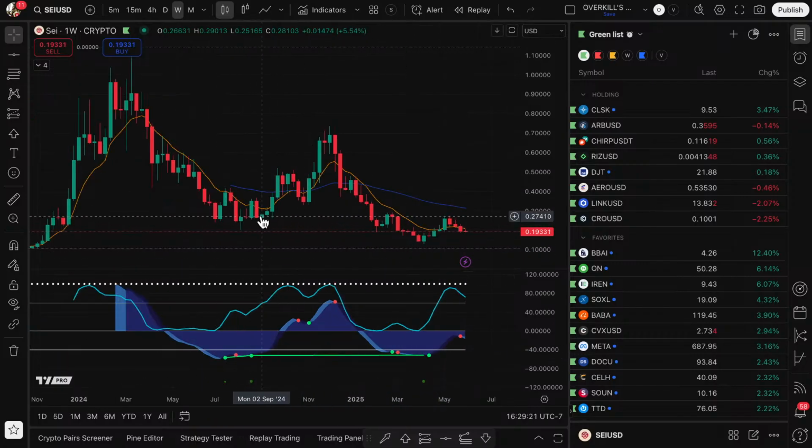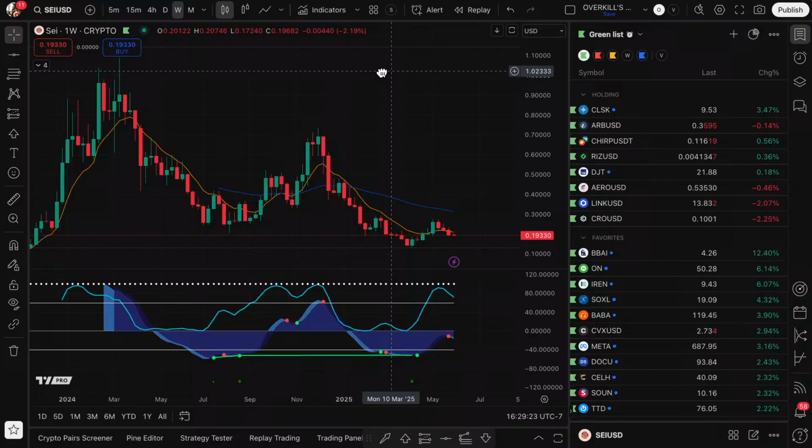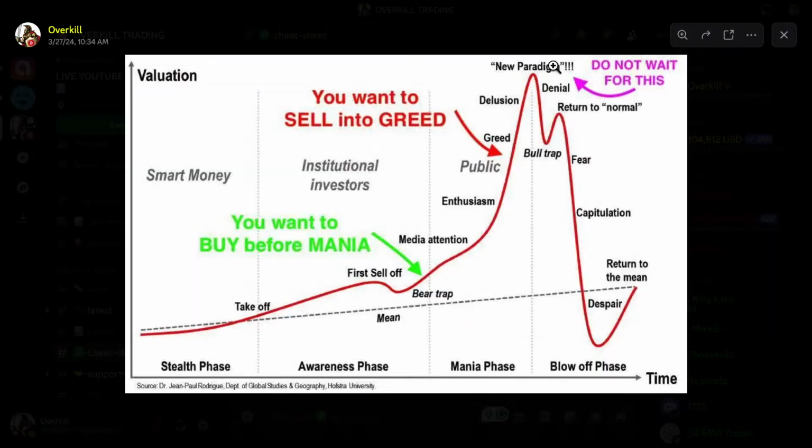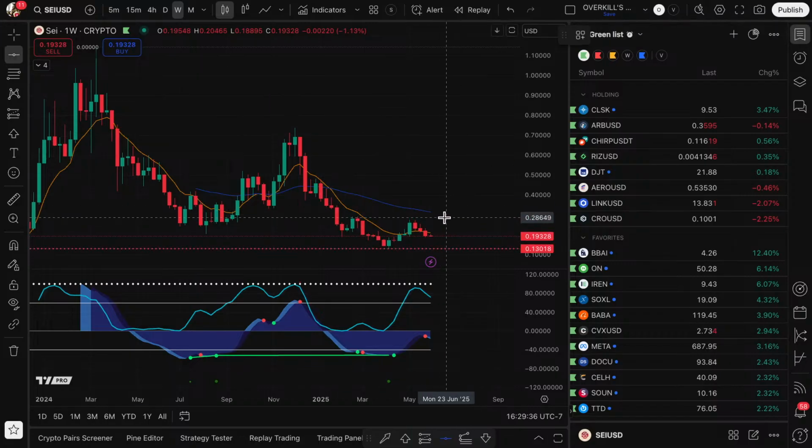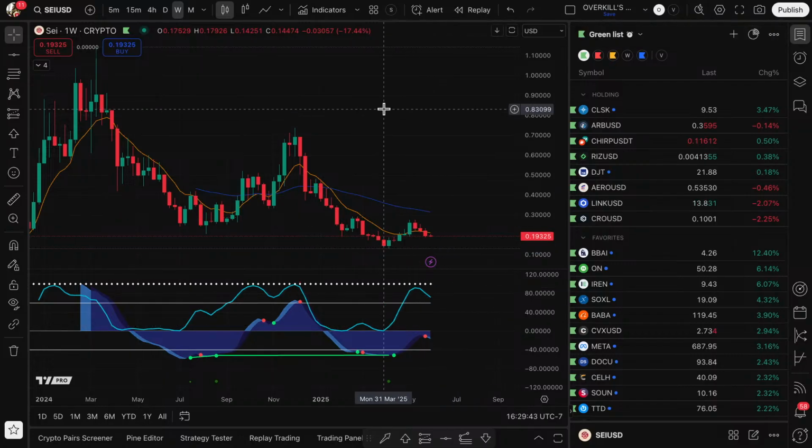So again, we're in a consolidation period going sideways. I want this thing to take off just as much as you guys, but realistically, we're just going sideways. We're stuck in a consolidation phase, bottoming here, topping here, stuck in a range. So what I'd watch for on SEI is that green dot there on the weekly.